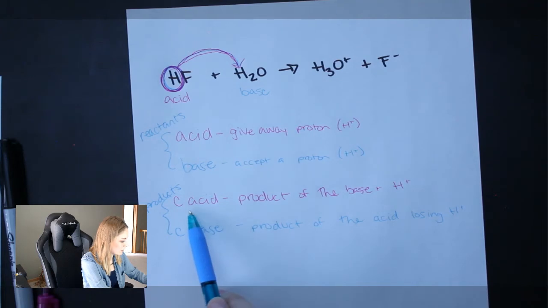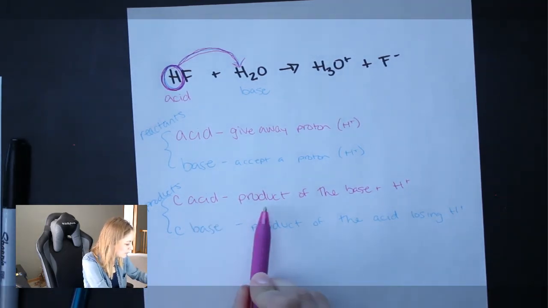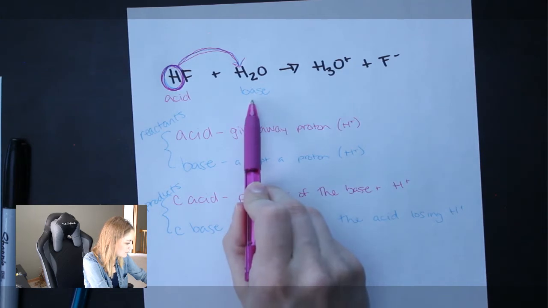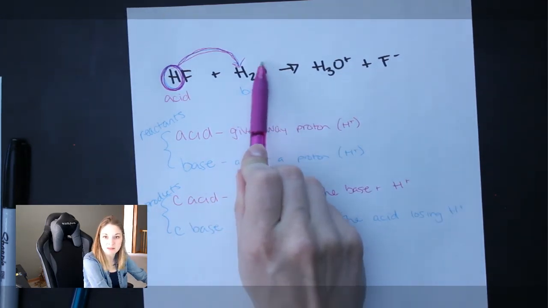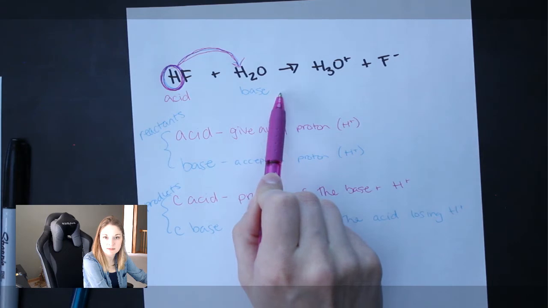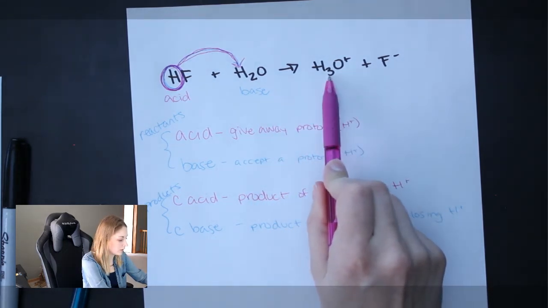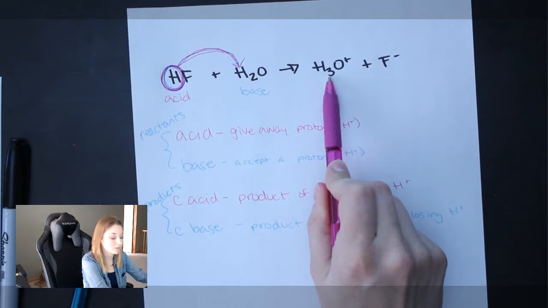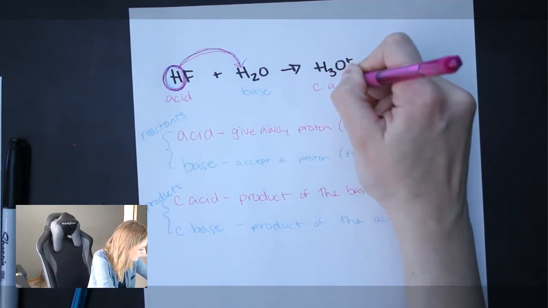And again, if I look back at this, it says in pink that my conjugate acid is the product of the base. So it's this base plus an H+. So I'm going to find this base plus an H+. This doesn't even have any H's in it anymore. So this is my only option. This is H2O plus an H. So this has become my conjugate acid.